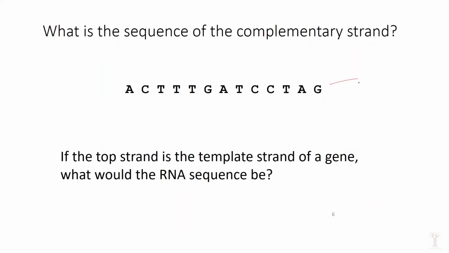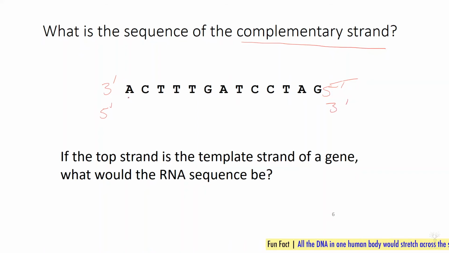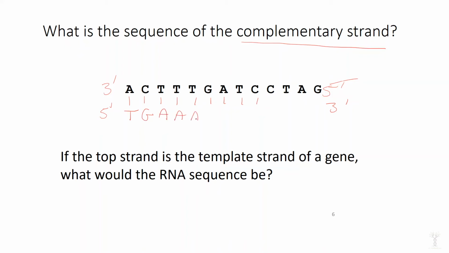Here we have a DNA sequence. Let's give it direction. So let's say this is the 3' end and this is the 5' end. What is the complementary strand? So the complementary strand is going to be opposite direction. And you can figure out what the other strand of DNA is. Every time there is an adenine, there is going to be a thymine. Whenever there's a cytosine, there will be a guanine. So you can always figure out the opposite sequence of DNA.